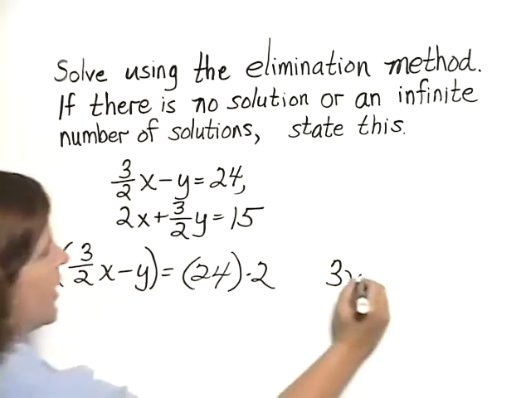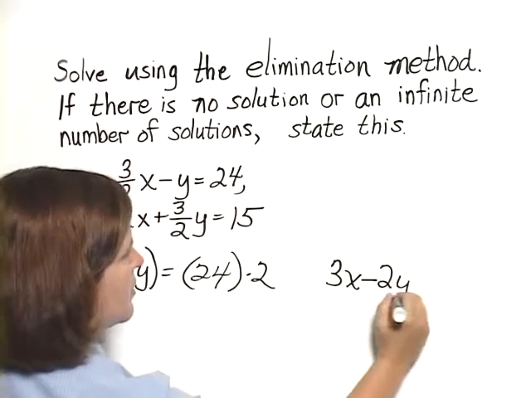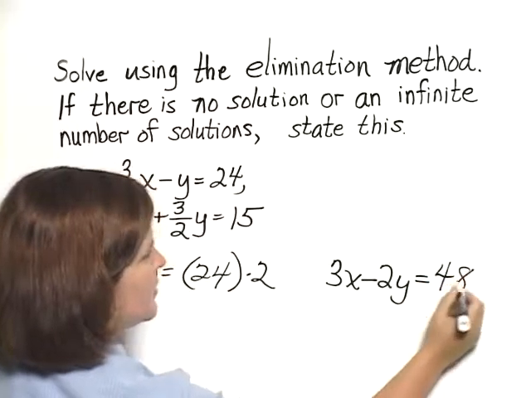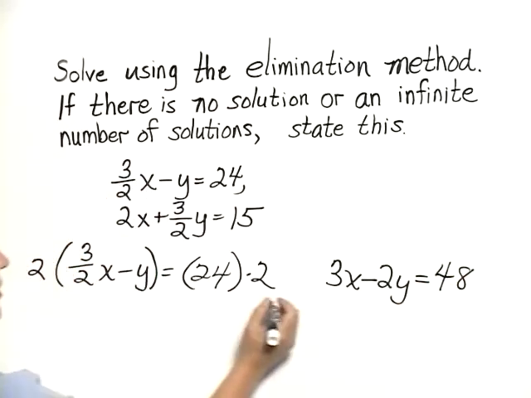minus 2 times y equals 2 times 24, which is 48. So this is an equivalent equation, but with the fractions cleared.